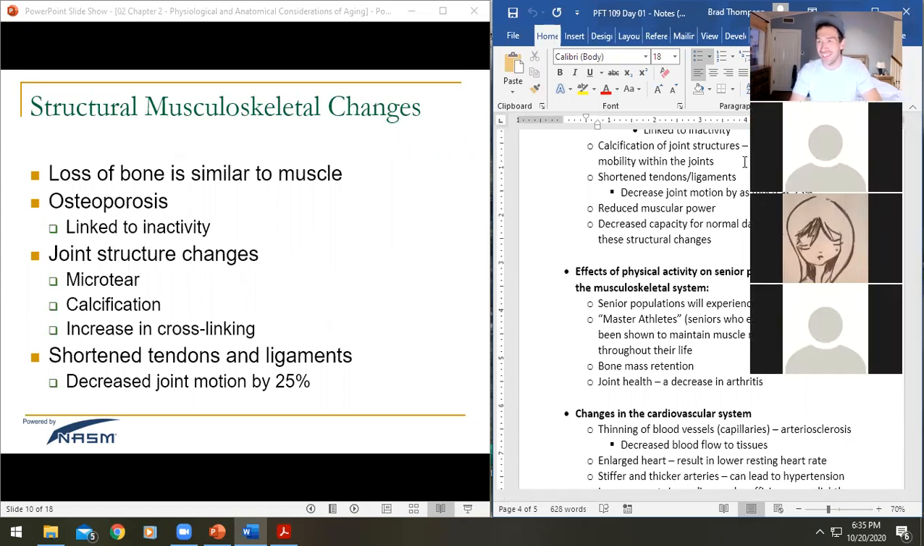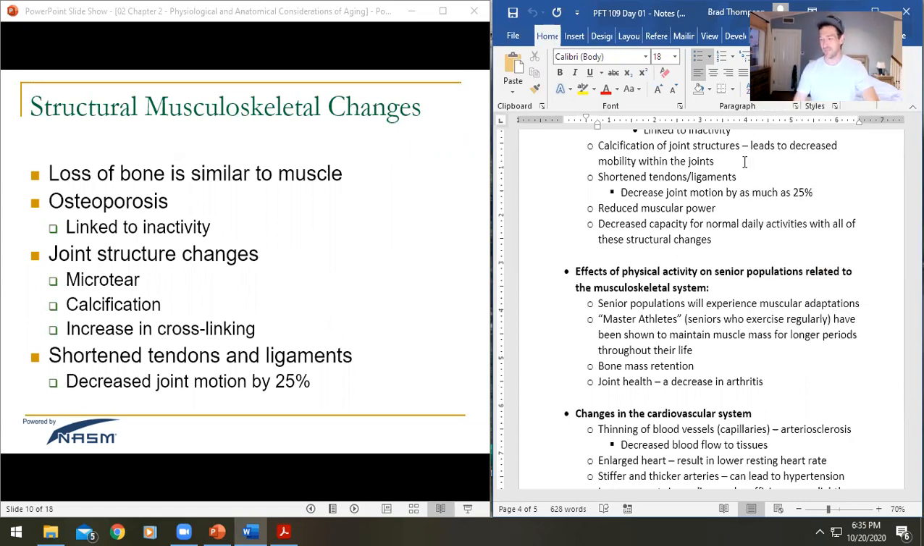Yeah, question. Is that usually mostly genetics, or is it from a lack of certain vitamins or?